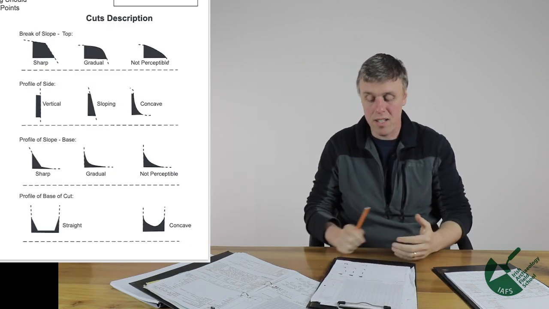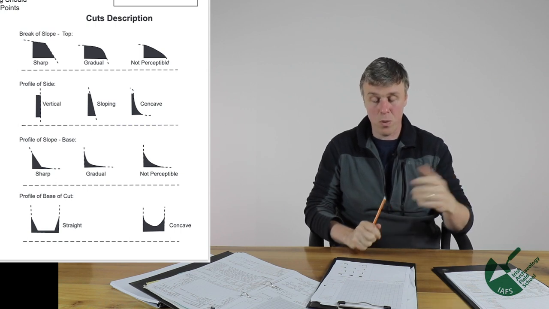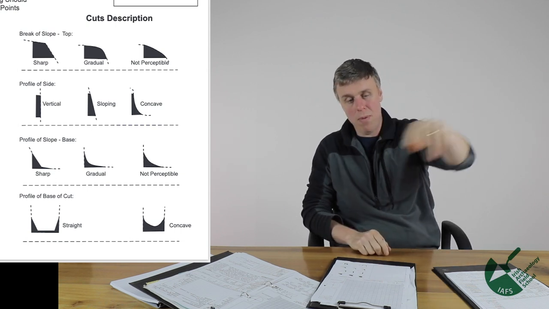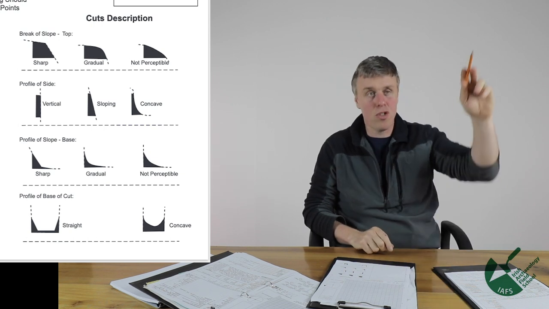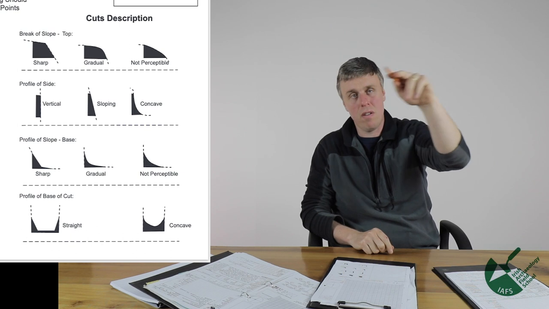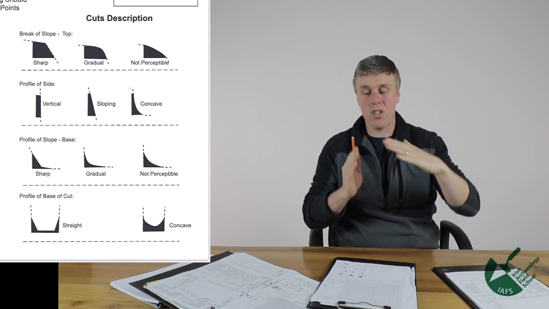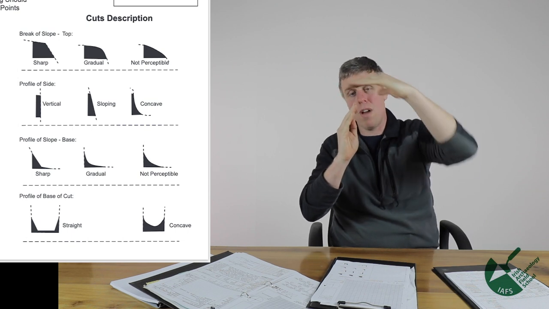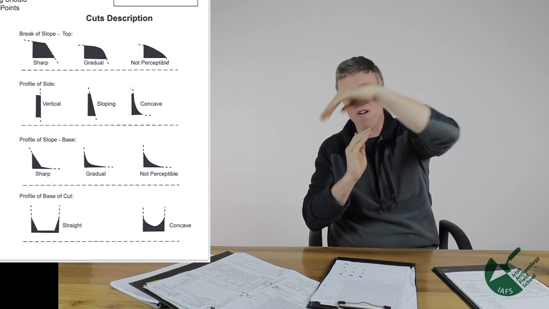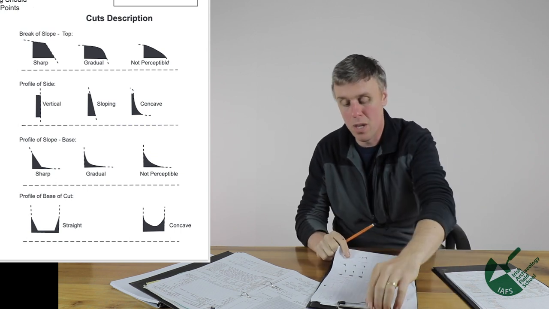So are the sides vertical? Are they sloping? Are they concave? Okay, concave being that sort of a shape there. Is the base straight across, or is it concave? It is possible to have a convex base, but it's extremely rare. And the breaks of slope at the top, are they sharp or are they more gradual? Are they very, very gentle? In which case we'd probably say non-perceptible or imperceptible.